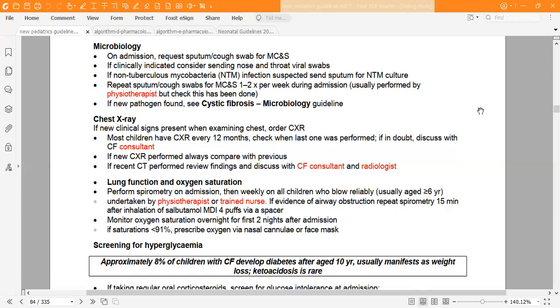Monitor oxygen saturation overnight for the first 2 nights after admission. So the first 2 nights in the hospital after admission, you will measure the oxygen saturation overnight. It's very important to know that. If saturation is less than 91%, prescribe oxygen via nasal cannula or face mask. It's very, very important. Okay.